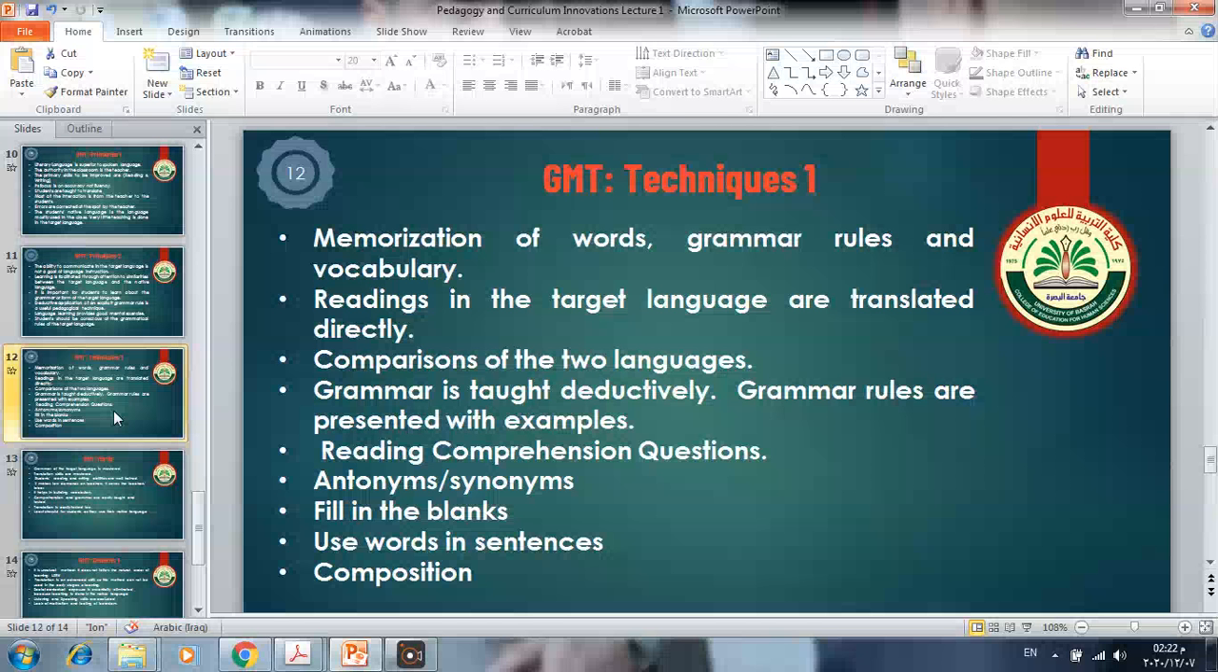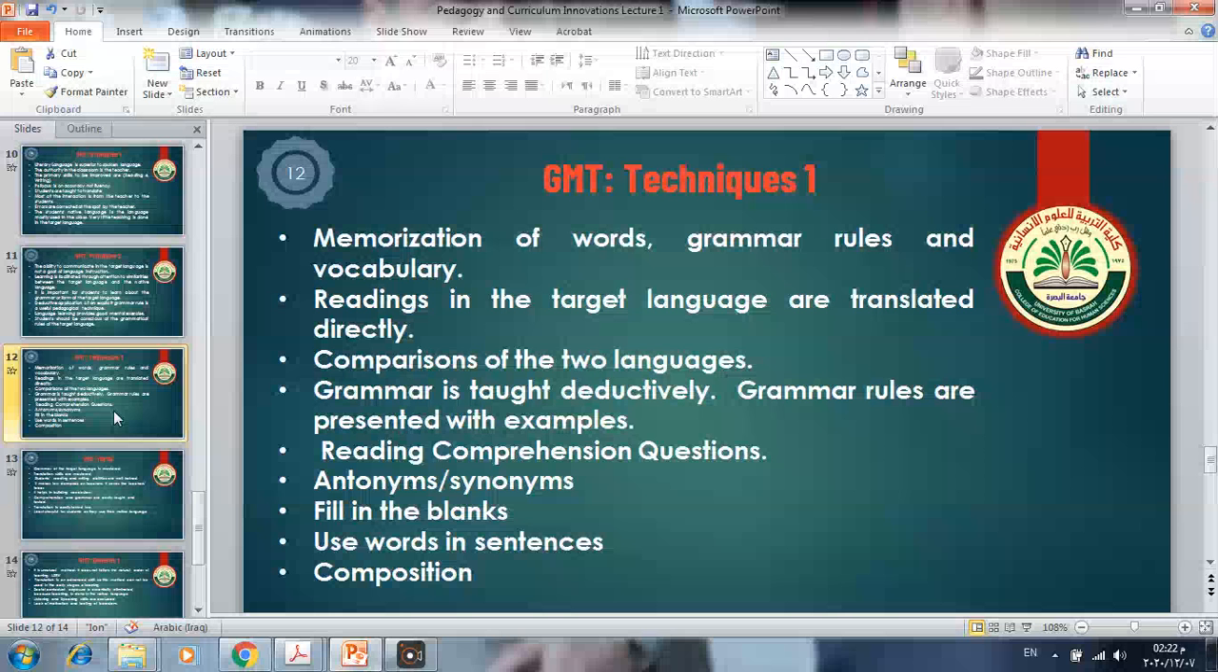Of course, the grammar is taught deductively. Grammar rules are presented with examples. What other techniques? Reading comprehension questions. When the students are introduced to a reading passage, an excerpt of literature, then they will be asked comprehension questions. They will ask them what they comprehend about this reading passage.